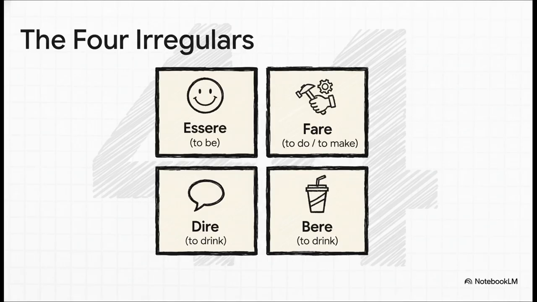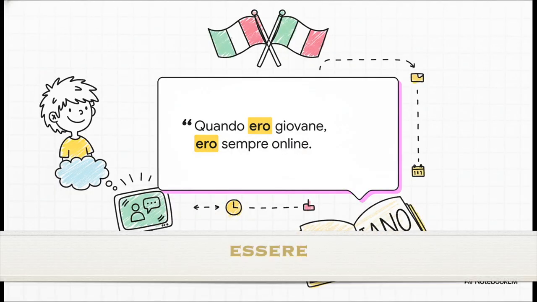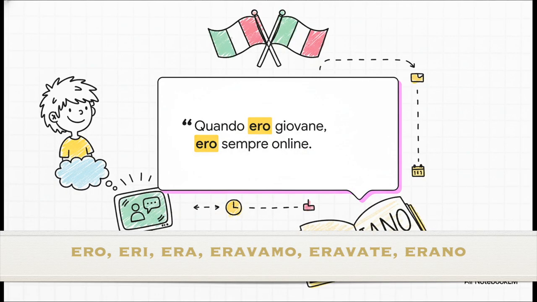Let's see a couple of them in action. So first up, we've got essere, which becomes ero. This is probably the most important irregular verb to know, for sure. It's all about describing a state of being in the past. I was young. I was always online.